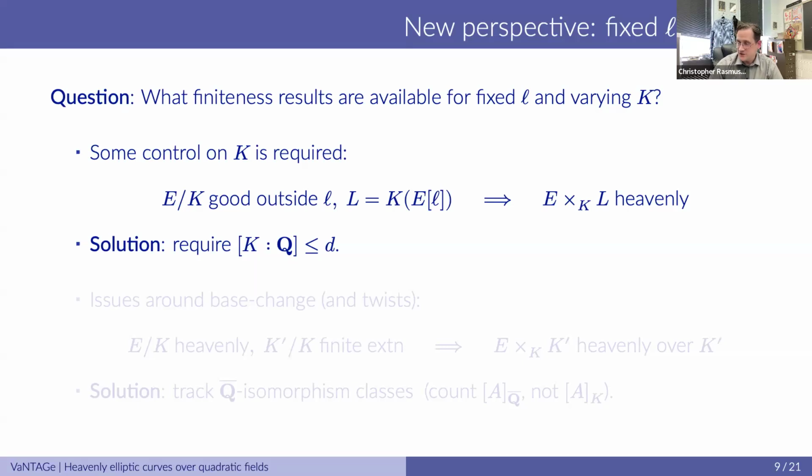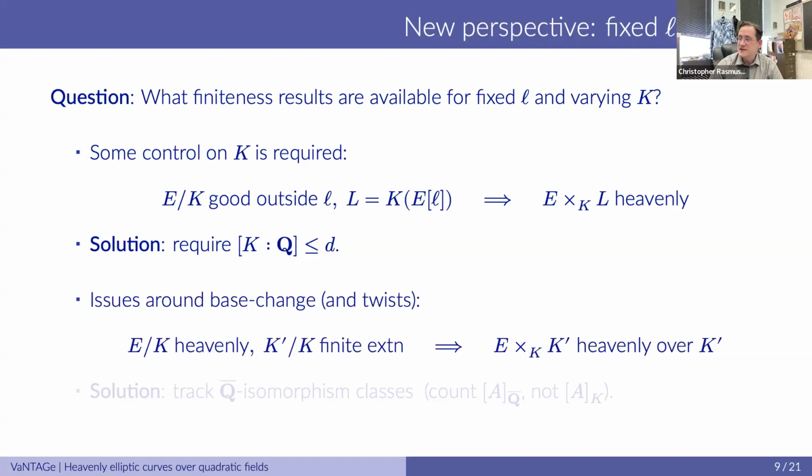But this is not the only issue. Another issue that arises regards base change and twists. So the problem is, well, this is not a problem, it's a very nice property, but it does make it more delicate to understand finiteness, is that the property of being heavenly is preserved under base change. So if I take an example of an elliptic curve over Q, for example, which is heavenly, and I base change it up to an extension of degree d, the resulting elliptic curve is automatically heavenly without any additional work.